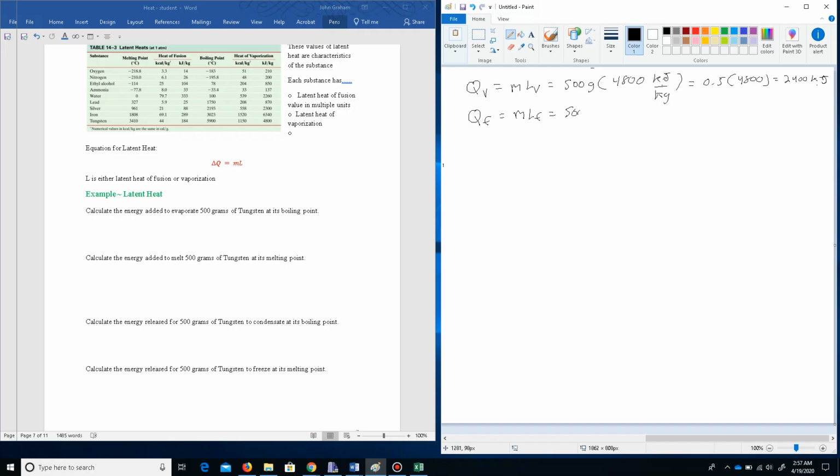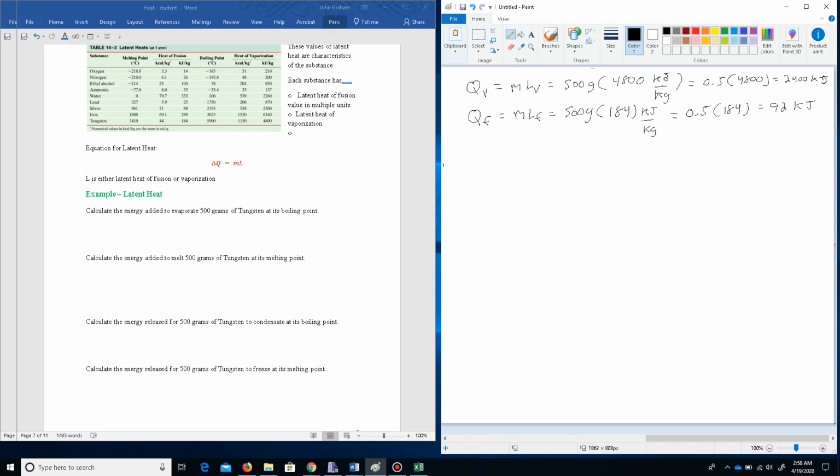So 500 grams. The latent heat of fusion for tungsten is 184. And this is kilojoules per kilogram. So we got to switch that to kilograms. And this comes out to be 92 kilojoules.